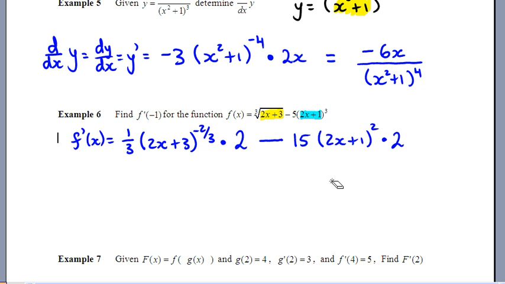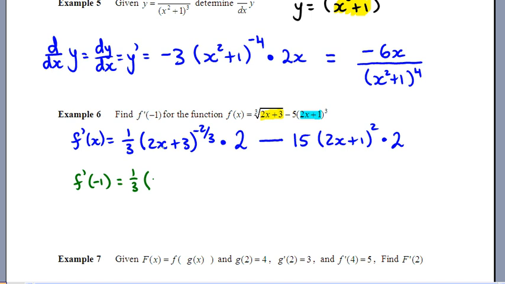And they've said, well, would you be willing to do one more step? Can you go and figure out what the value of that would be when x is equal to negative 1? They've asked us to do this. Okay, sure. So we'll go 1/3.